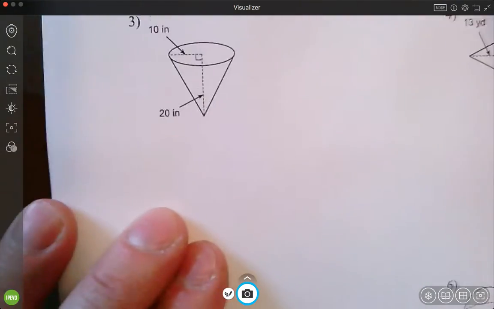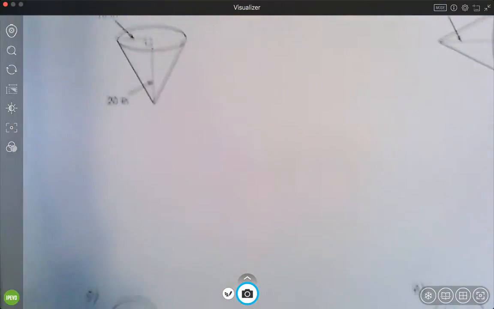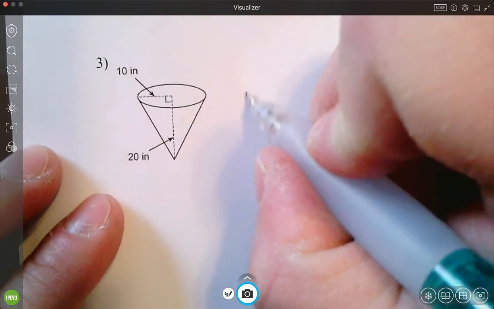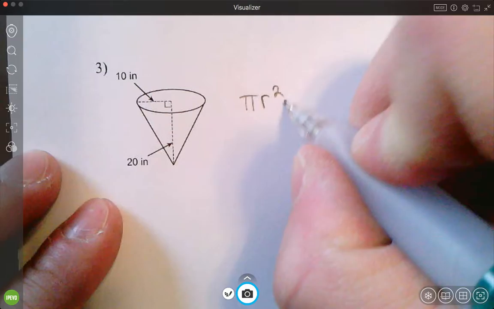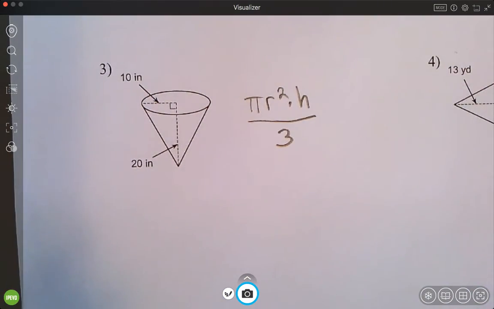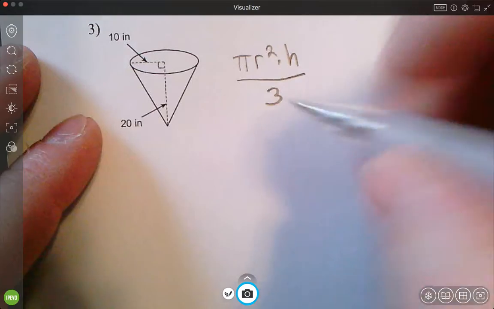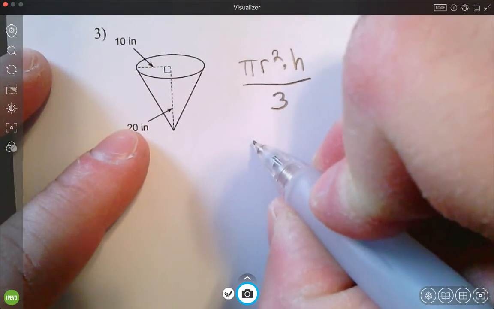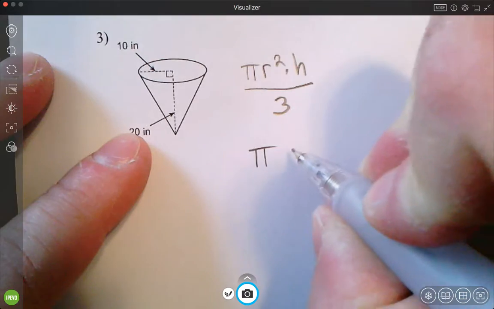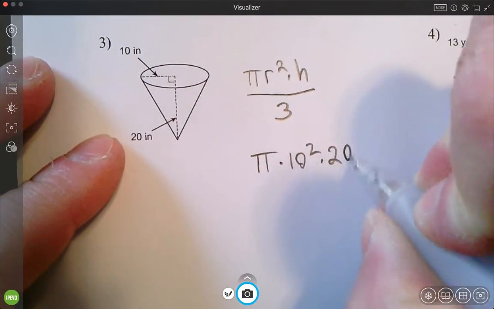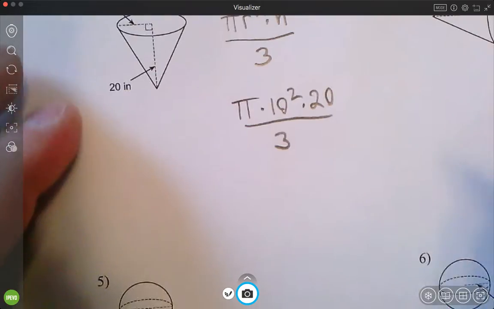All right, so that's number 2. Number 3 is going to be done in terms of pi. Hopefully you remember for a cone, it's the same formula, pi r squared times height, but you divide by 3 because it's 1/3 of a cylinder. Again, this one's in terms of pi, so we're going to leave pi alone. The radius here is 10, so it's pi times 10 squared times the height of 20, all divided by 3.